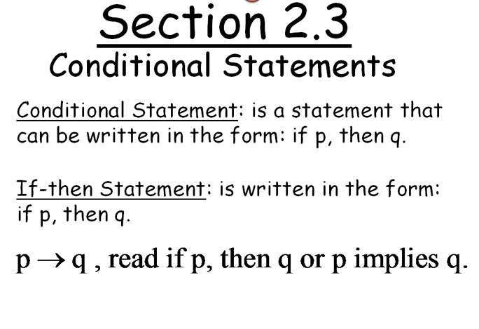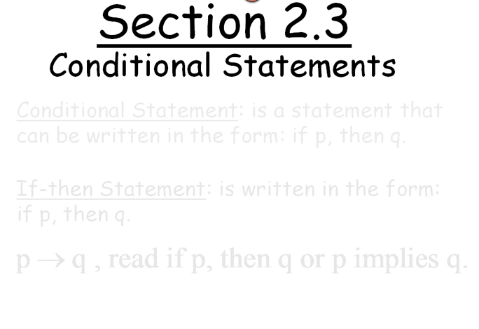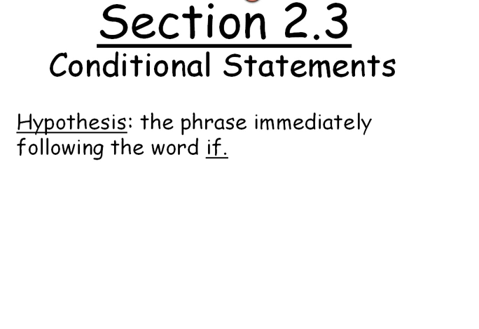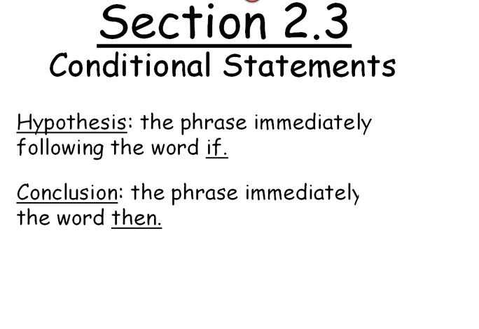Okay, and there's the notation, P arrow Q, and it's read if P happens, then Q happens, or you could just say P implies Q. Hypothesis. Hypothesis is the phrase immediately following the word if in a conditional statement. Conclusion. Conclusion is the phrase immediately following the word then in a conditional statement.